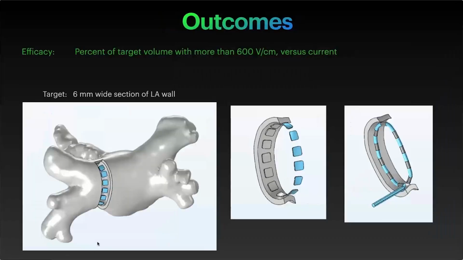The target was a 6 millimeter wide section of the posterior LA wall, as shown here. And again, the efficacy metric is the percent of this target that has more than 600 volts per centimeter as a function of current.